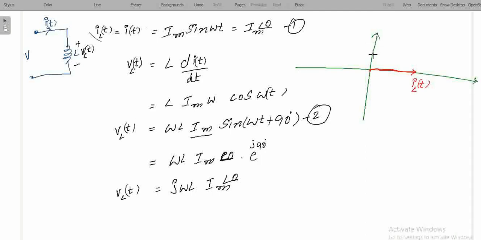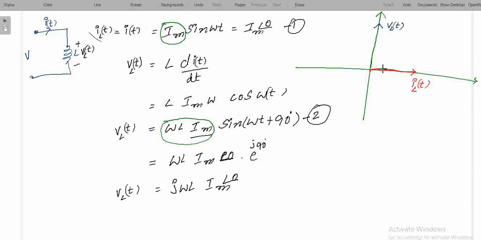So the omega L value increases. This term indicates the magnitude of your signal. Here you have Im, but here Im is multiplied with omega L. So automatically the length of the vector increases. The length of the vector is increased. This becomes your VL of t.